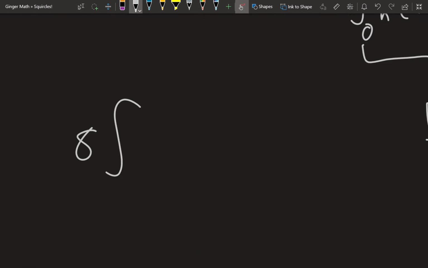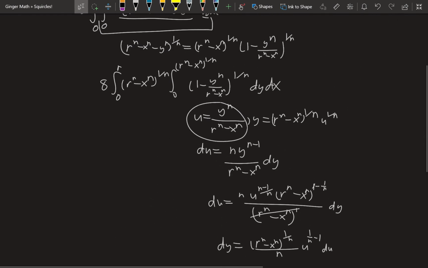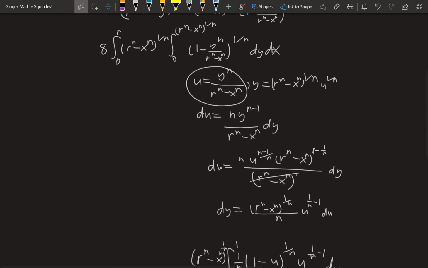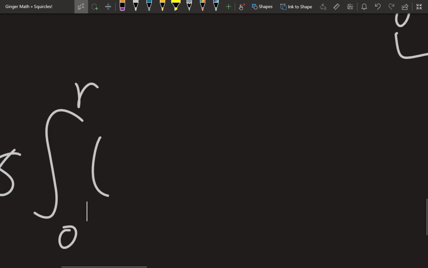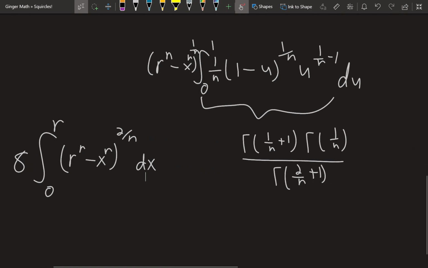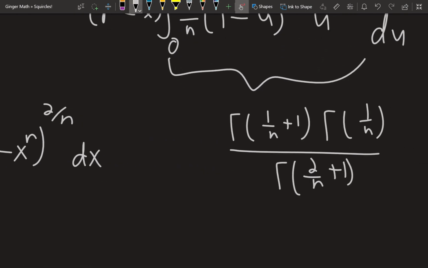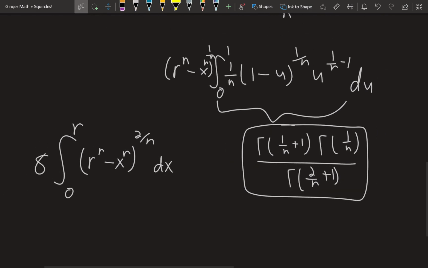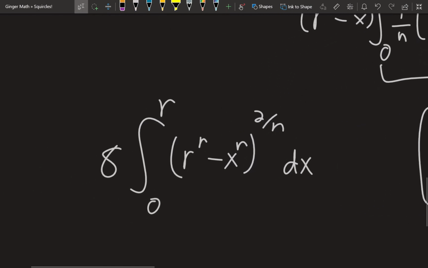8 times the integral from 0 to r. Yeah, so what we had up here, which is going to be our r to the n minus x to the n to 1 over n. Notice that we have two versions of that, and we're multiplying both together, so that's going to be squared. So we're actually going to have an r to the n minus x to the n to the 2 over n dx. And then it's going to be multiplied by this whole monstrosity as well. And also be divided by n.